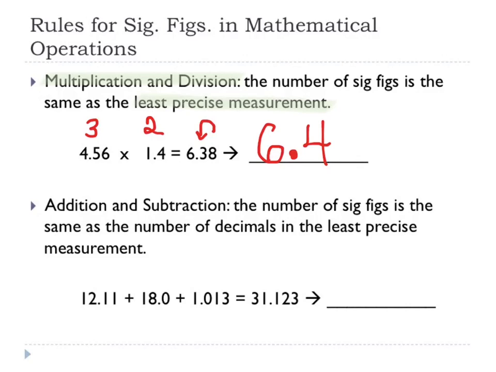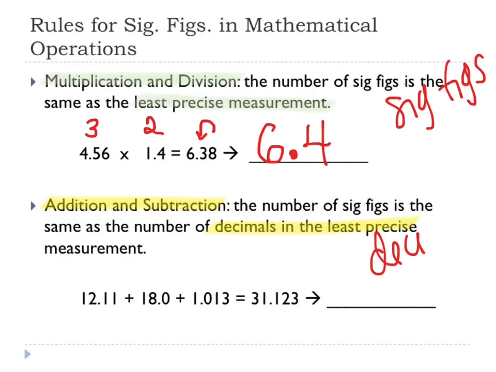Mm-hmm. Now, when we talk about addition and subtraction, the number of sig figs is the same as the number of decimals in your least precise measurement. So multiplication and division goes on sig figs. When we're talking about addition and subtraction, it is based on decimal places, your least amount of decimal places.